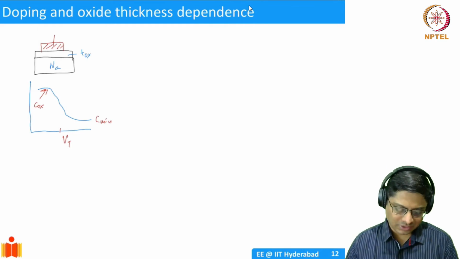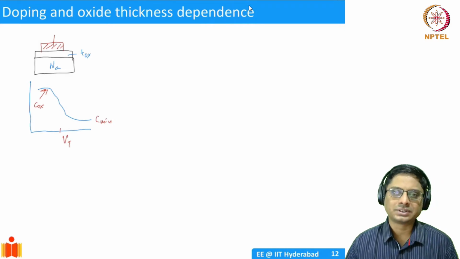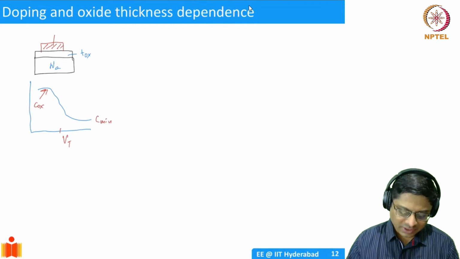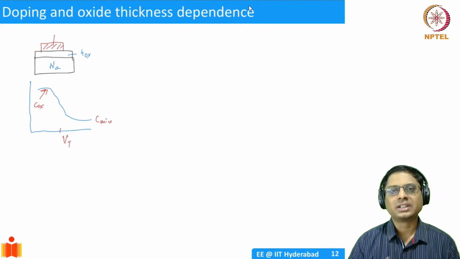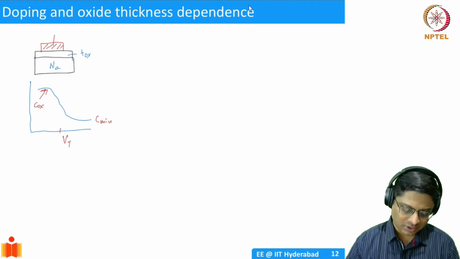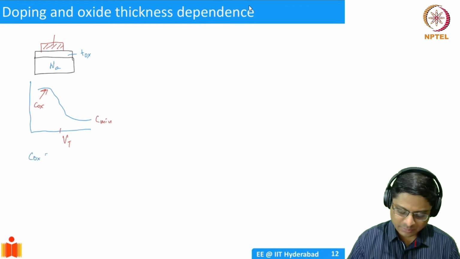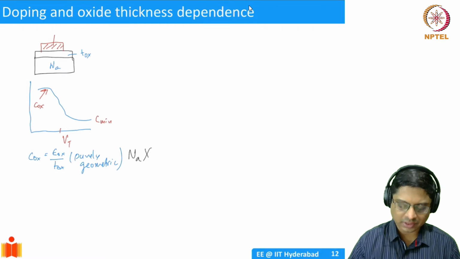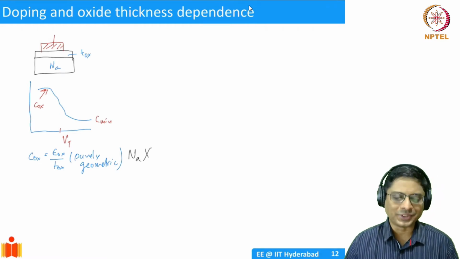First thing we'll ask is, what happens when you increase the substrate doping? When you increase substrate doping, will the accumulation capacitance, COX, change? Well, no, because COX we saw was purely geometric: epsilon ox divided by TOX. So this does not change with Na. That's good news, part of it.